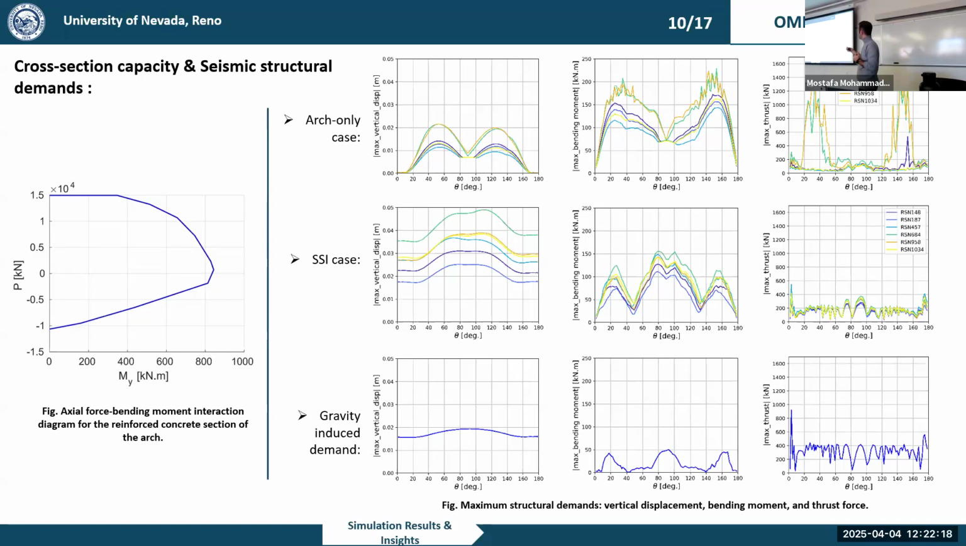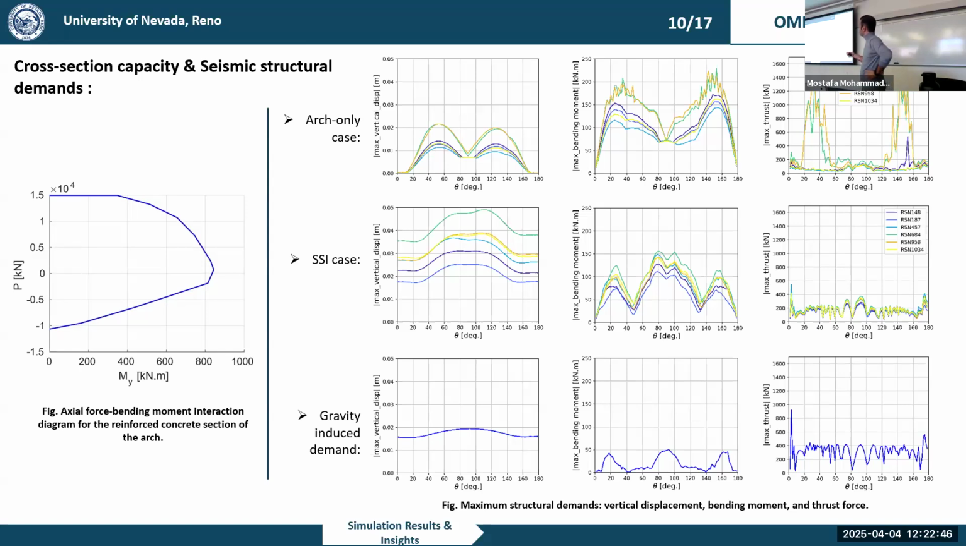The same thing happens for the bending moment. Again, from around 40 degrees and here around 150 degrees, we are seeing the maximum demand in bending moment, and also a relative minimum at the middle. The same thing is happening for the thrust. What is thrust? Thrust is actually the axial force in the arch structure. We call it thrust.